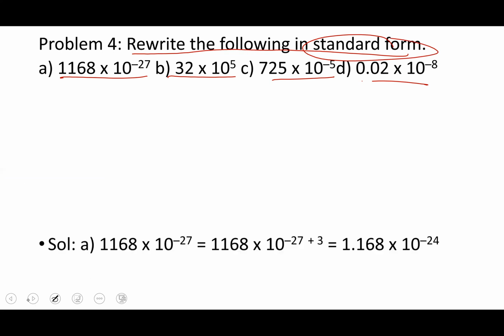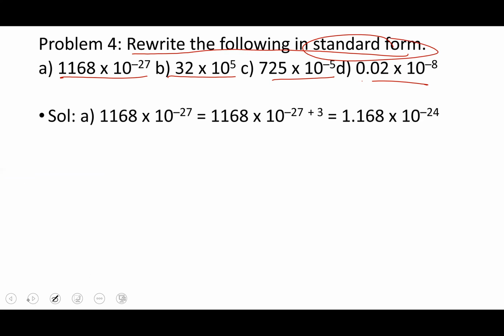First of all, question part A. 1168 into 10 to the power minus 27 can be represented as 1, 2, and 3 decimal places moved to the point over here. So it is 1.168 into 10 to the power minus 27 plus 3. That means 3 decimal points have been moved. So minus 27 plus 3 will be written as 1.168 into 10 to the power minus 24. And that is your answer.